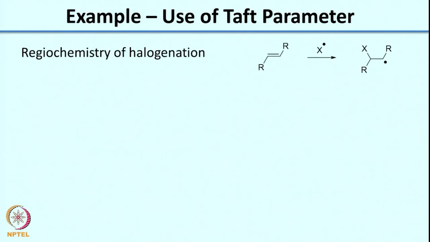So just to give you an example so that this makes more sense to you, let us look at the free radical reaction. So here you are taking an alkene or an olefin and a free radical, so we can think of halogenation, X dot reacting with the olefin to generate a new radical. The position where the X has come in, we will call the alpha position, and then the position right next to it we will call the beta position.